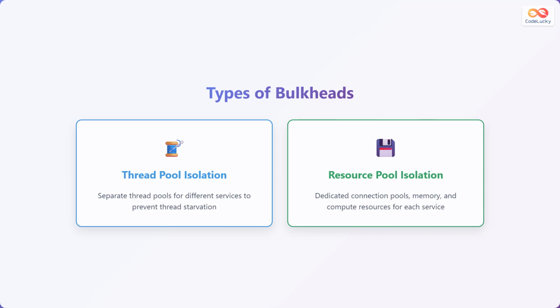There are two main types of bulkheads. The first one is thread pool isolation, where separate thread pools for different services are maintained to prevent thread starvation. The second type is resource pool isolation, which involves dedicated connection pools, memory, and compute resources for each service.